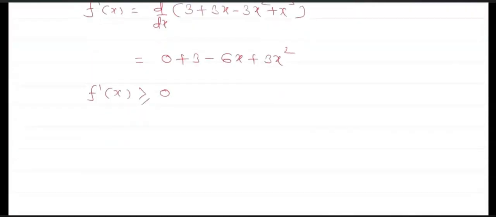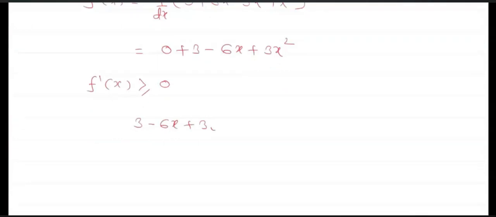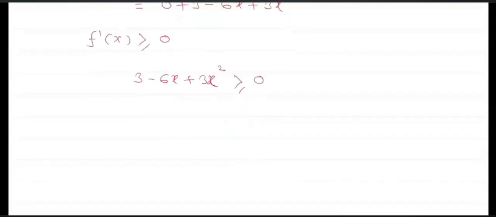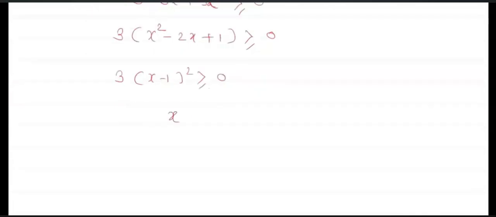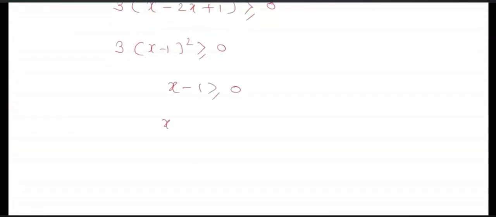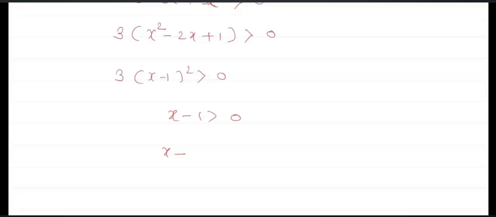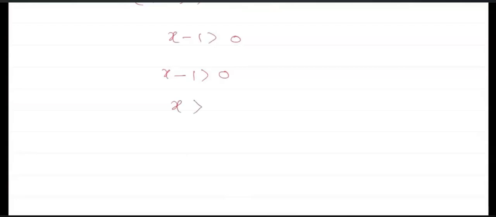f dash of x is greater than or equal to 0. But we want the condition greater than 0. 3 minus 6x plus 3x square greater than or equal to 0. Now I am writing here it's a strict bracket square, therefore this is the strictly greater than condition, that is R minus 1.